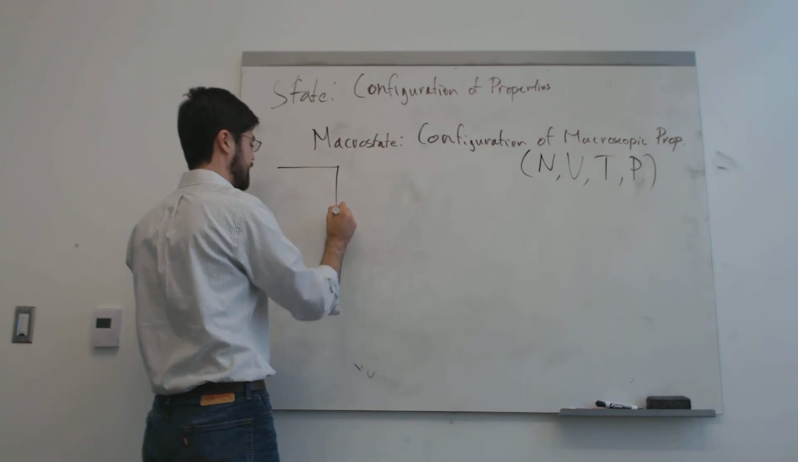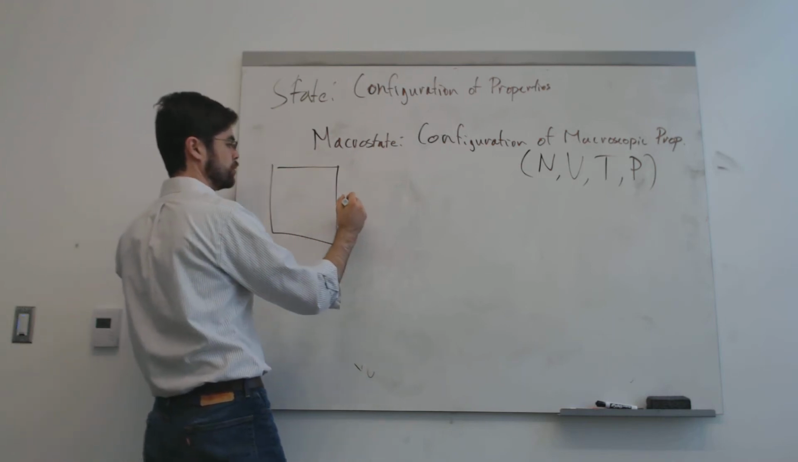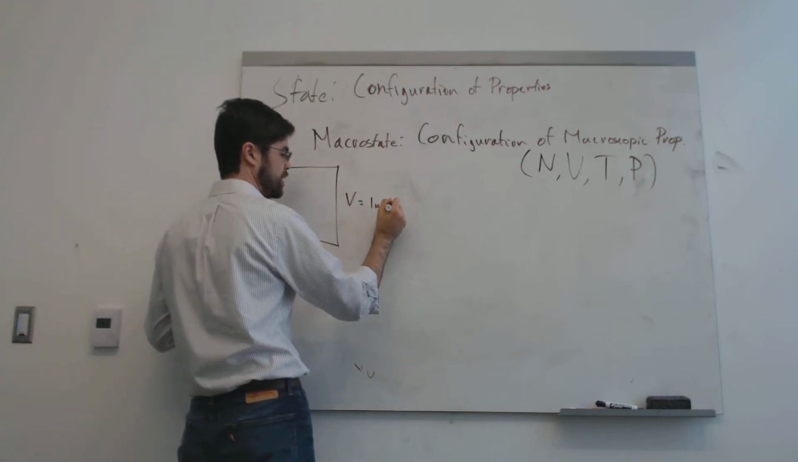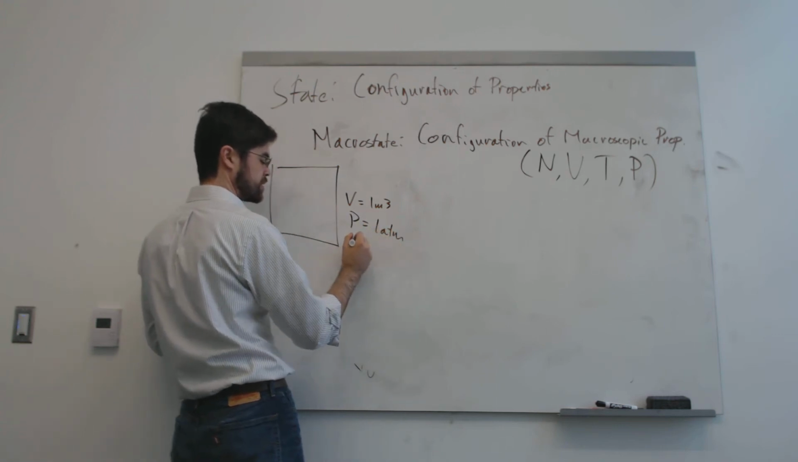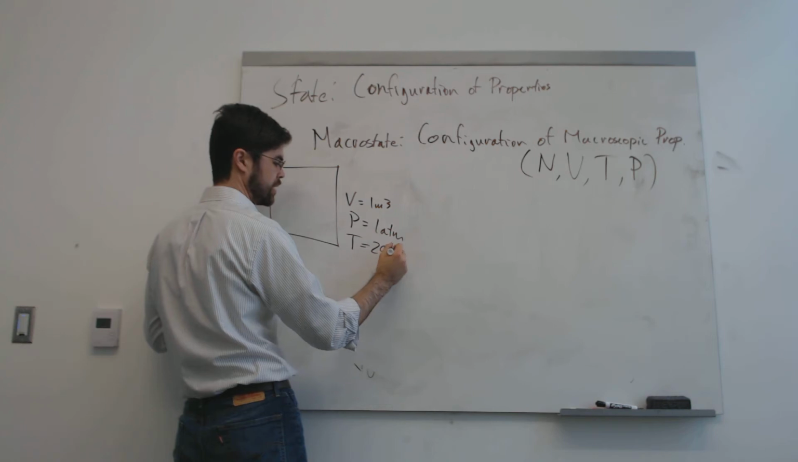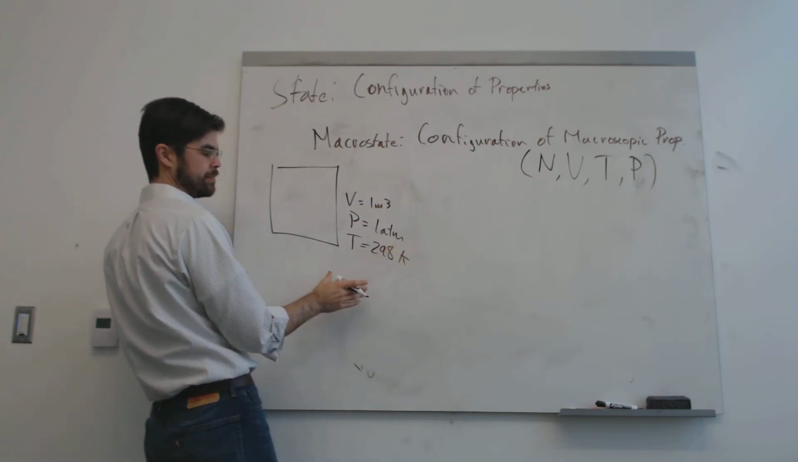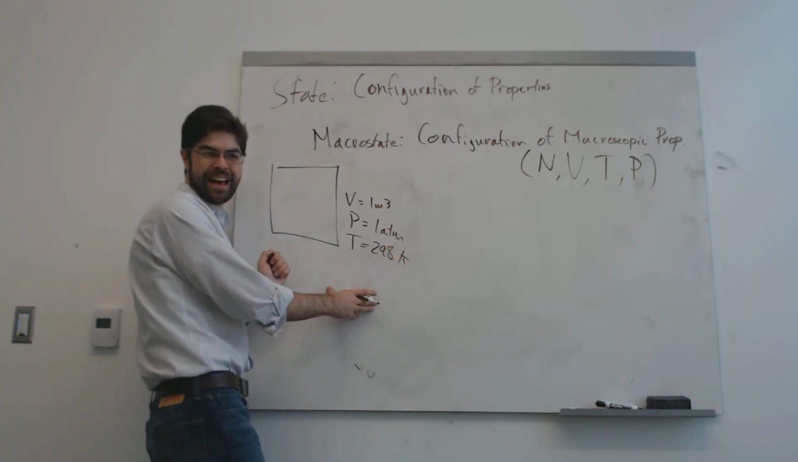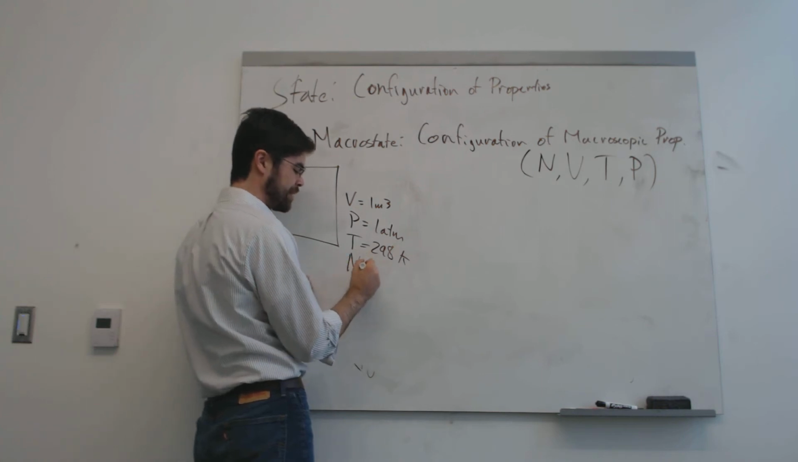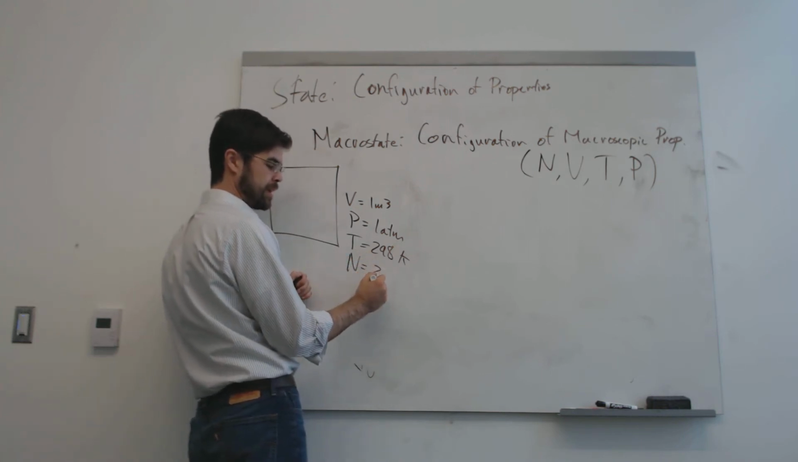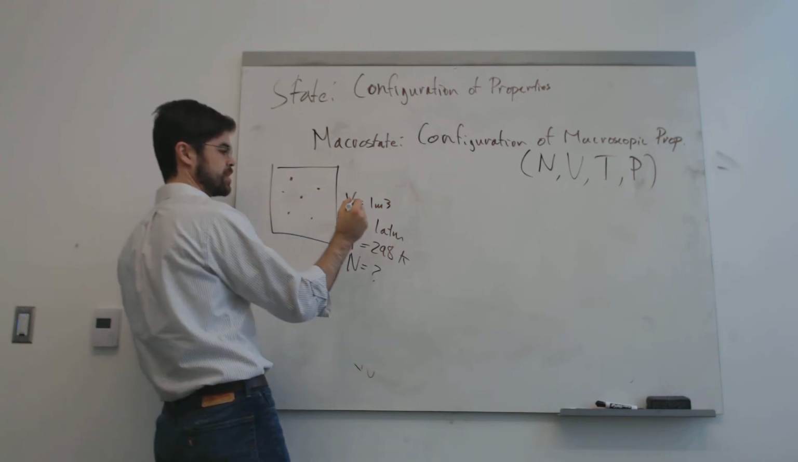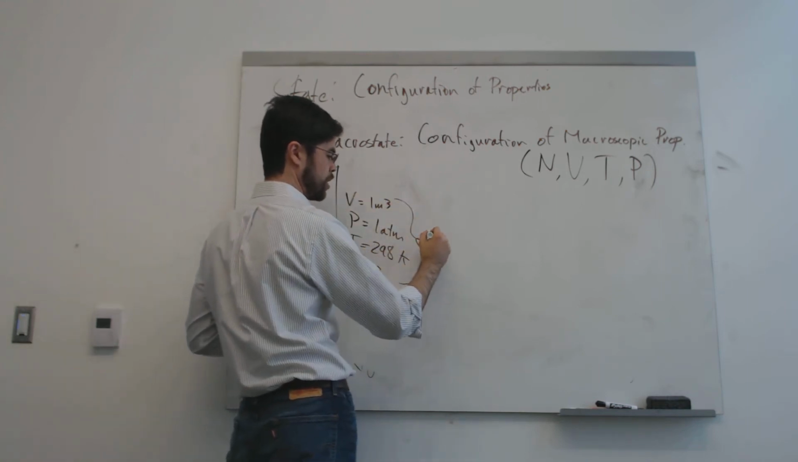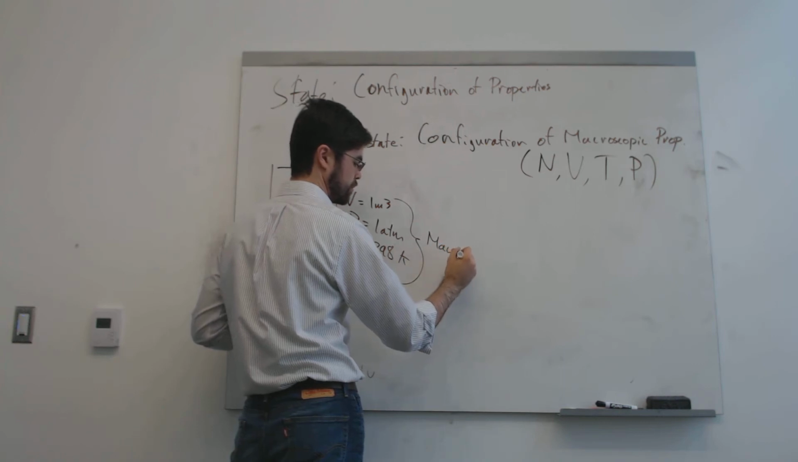So I could say, well, the gas has a volume of 1 cubic meter, and its pressure is 1 atmosphere. Its temperature might be 298 Kelvin. I'm not going to do the gas law calculation here, but the point is that there should be some way to predict the number of particles that it has. So this collection of numbers we would call its macrostate.